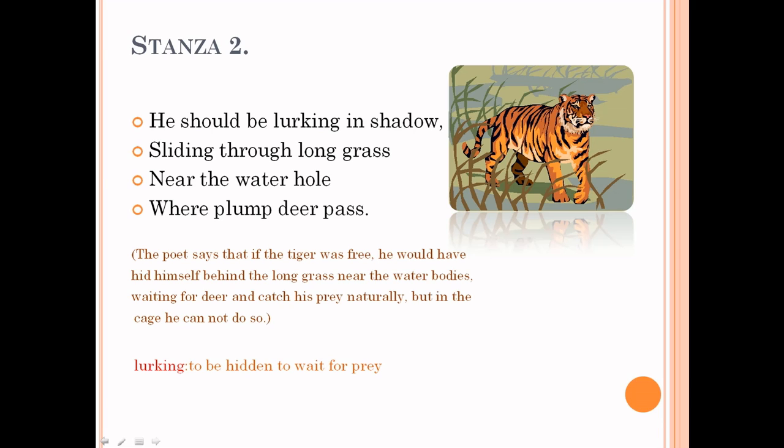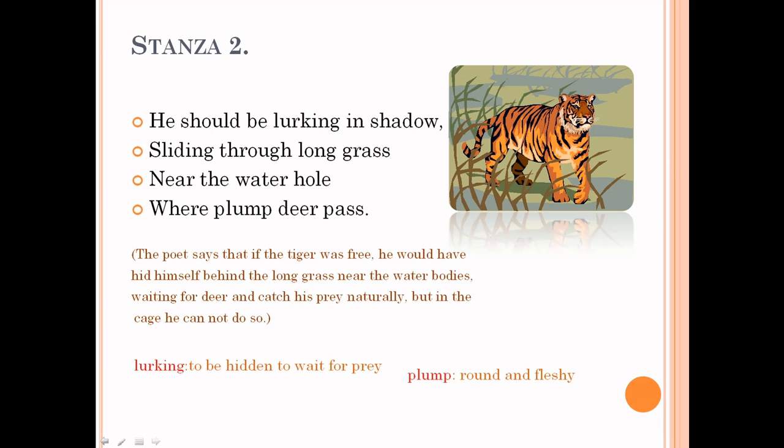जो टाइगर है जो अपने शिकार के लिए घात लगाता है किसी पेड़ की या झाड़ी के पीछे छुपकर और एक लंबी घास में से होकर धीमे से सरकता है. Near the water hole, where plump deer pass. Plump means round and fleshy. मोटे ताजे. तो किसी water body like a river or a stream where plump deer pass, जहाँ से कि मोटे ताजे जो हिरण हैं गुजरते हैं.